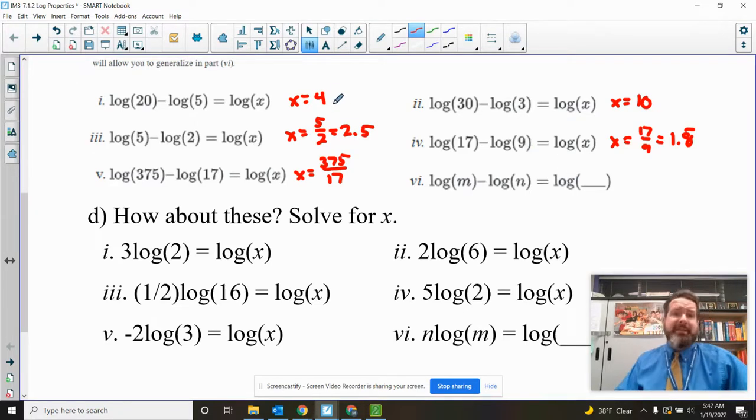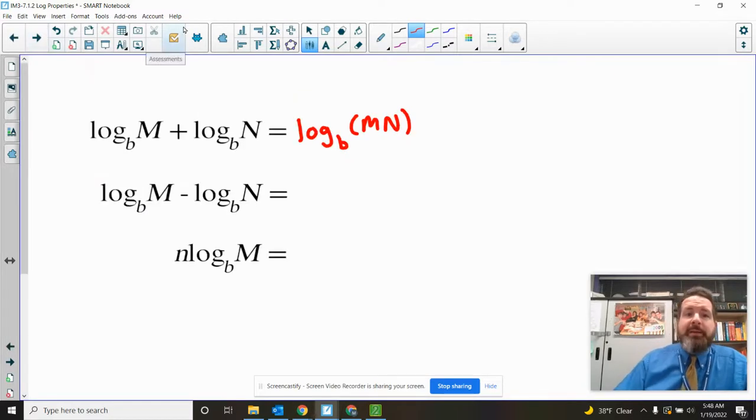So the property, the exciting shortcut that we're going to be able to take advantage of. When you've got two logs that are subtracted, yes, you can put it together in a single log. And the way you do that is with division. The one in the front divided by the one after the minus. That is our property number 2. Logs of the same base that are subtracted can be combined into a single log where you take the number in the front divided by the number in the back.